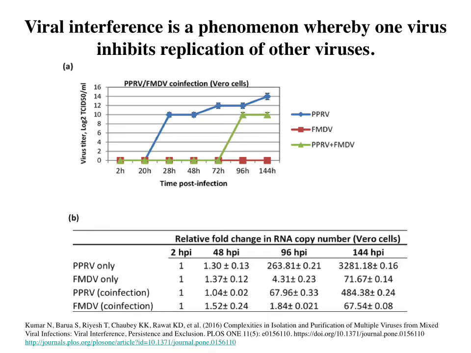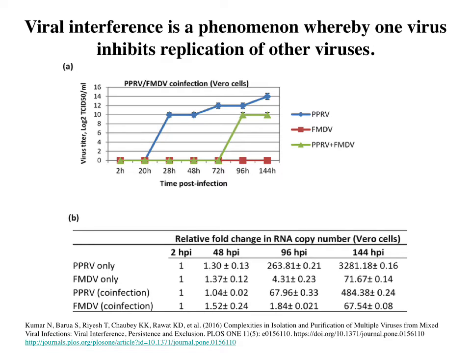So if you look at the graph at the bottom, when you had PPRV virus alone, we just skip out to 144 hours post-infection, you can see that you have over 3,000 plaques in your sample. Whereas if you look at FMDV alone, it's only 71 plaques. And when you do co-infection, again, the number of plaques is greatly reduced.